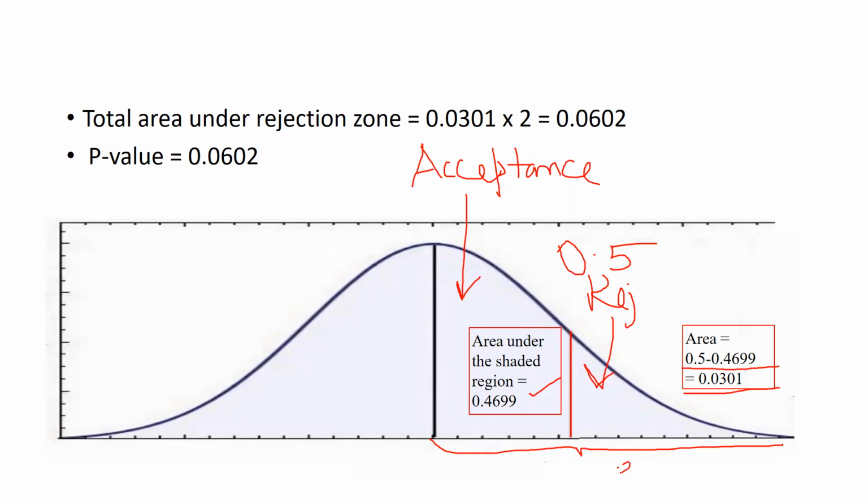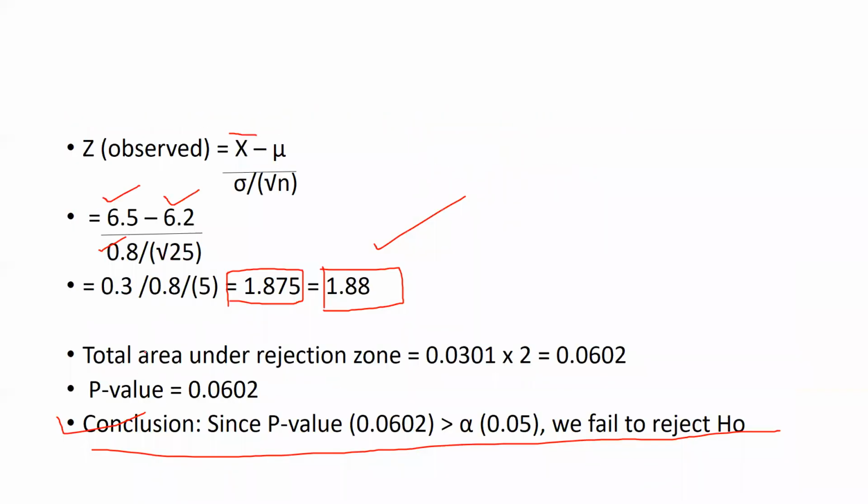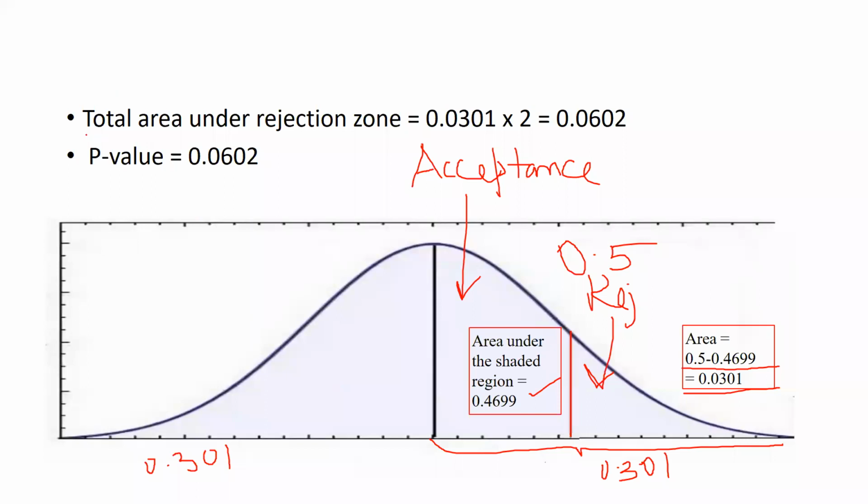That is 0.0301 towards the right-hand side, and the same value, 0.0301, towards the left-hand side. Now, finally, you can see the total area under the rejection zone is 0.0301 multiplied by 2. Why multiplied by 2? Because 0.0301 is from this half and 0.0301 from this half. So 0.0602. So the p value is 0.0602.